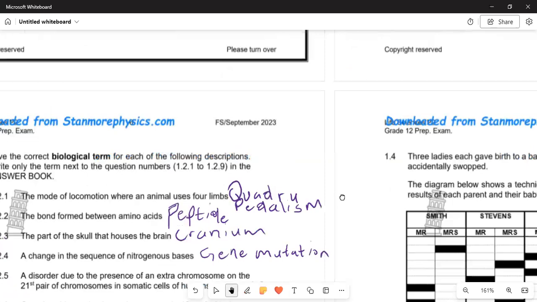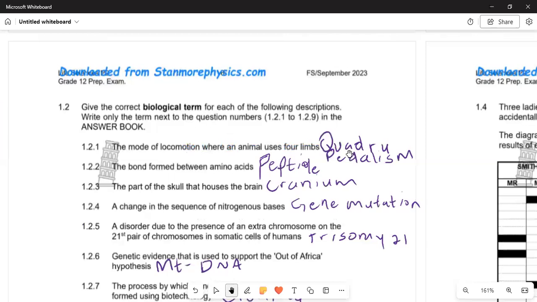But here we are giving a statement in 1.2 to say give the correct biological term for each of the following descriptions. Write only the question number, 1.2.1 up to 1.2.9. In 1.2.1, the mode of locomotion where the animal uses the 4 limbs is quadrupedalism. And then the bond that is formed between amino acids is called the peptide bond.